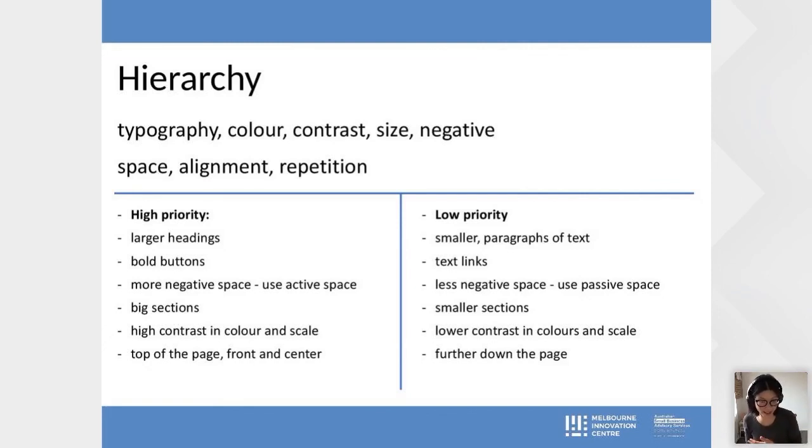Low priority items tend to be smaller paragraphs of text, having links instead of buttons, and using passive space, so adjusting the space between paragraphs, or between a paragraph and a heading. Smaller sections of grids create the feeling of something being a lower priority rather than a header or a banner, for example. Lower contrast in your colors and scale, and having things further down the page like a footer, are going to be lower priority items. So that's just the general structure for hierarchy.